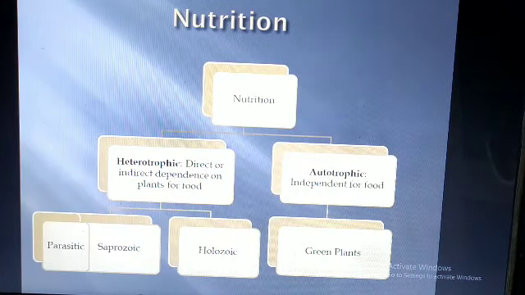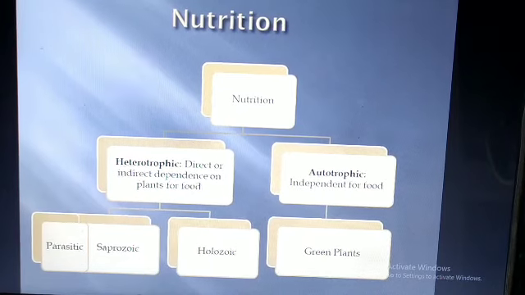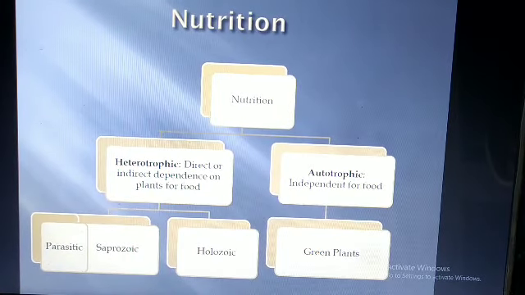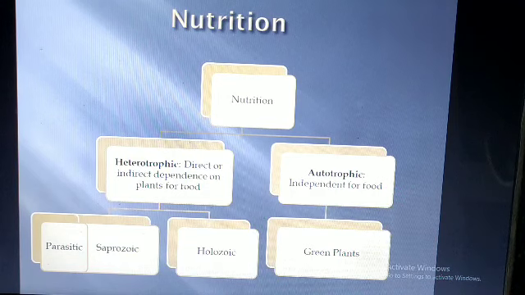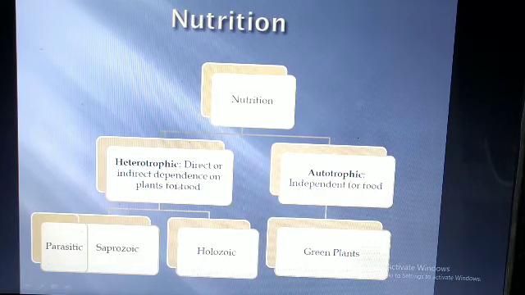Based on the mode of nutrition, nutrition is classified into basically two modes. If the living thing is self-dependent for food, it is called autotrophic, which are the green plants. The other is heterotrophic, which is not self-dependent, but directly or indirectly dependent upon plants for food. They may take food in the solid state or in the liquid state. If they take food in the solid state, the mode of nutrition is called holozoic nutrition.